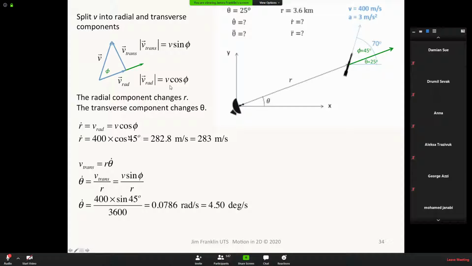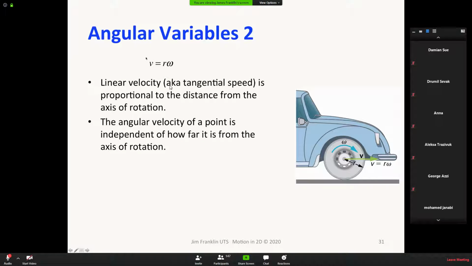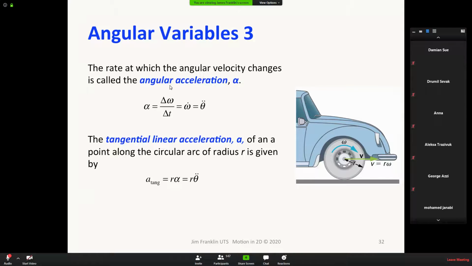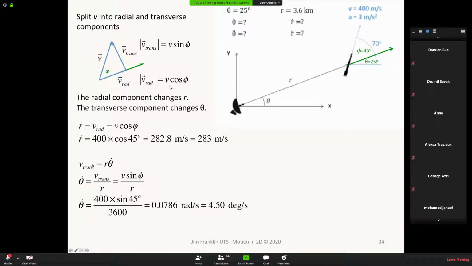What's happening with the angle? Well, we saw how these things are related. V equals R omega. We just go back up. This V here is the tangential velocity. So tangential velocity is the radius times the rate of change of the angle. So the rate of change of the angle, theta dot, is going to be the tangential velocity, so tangential speed, because we're only interested in the magnitude here, divided by the radius.